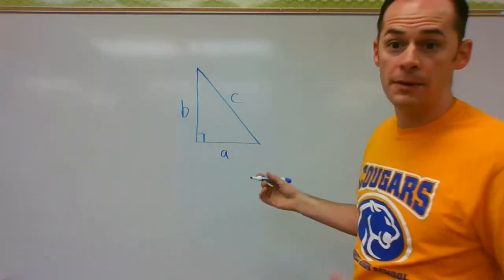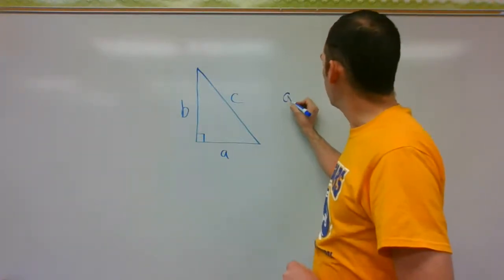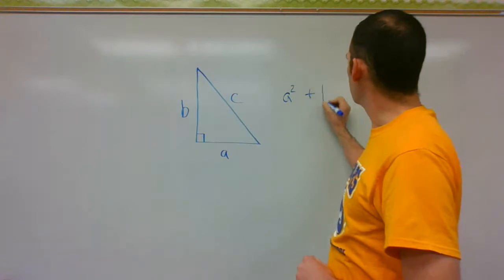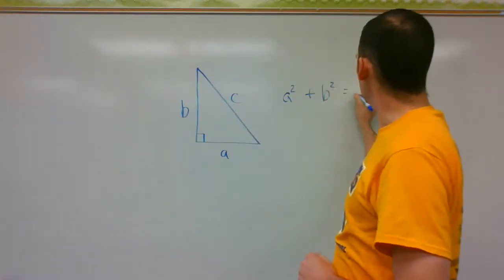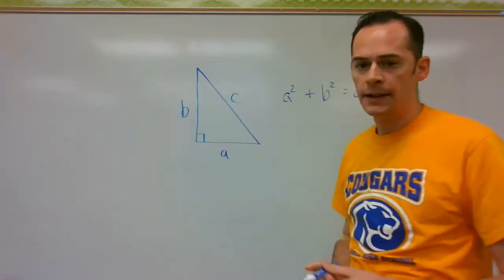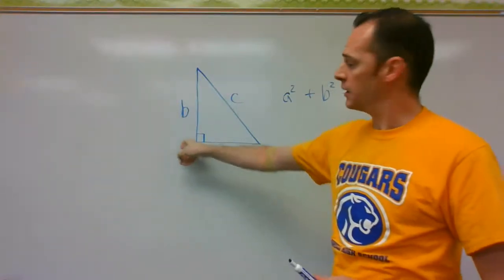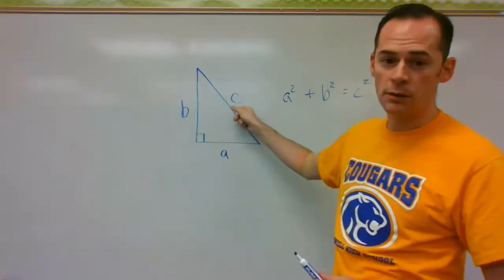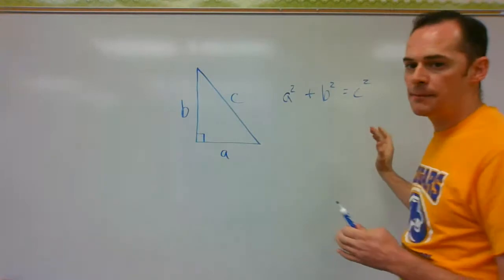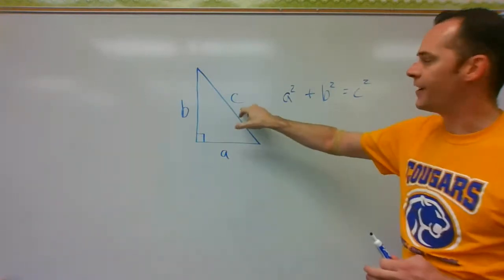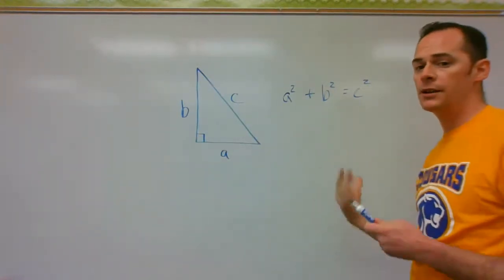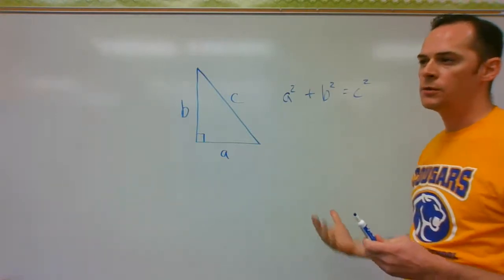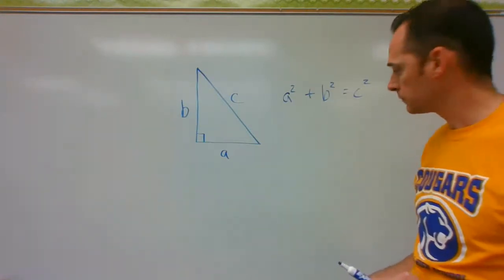Okay, so in order to find this, we have to use an equation. This is what's called the Pythagorean theorem. It is a squared plus b squared equals c squared. So this squared plus this squared equals this squared. Now, granted, c squared is not c. So when we end up putting in numbers, we do have to do a square root.